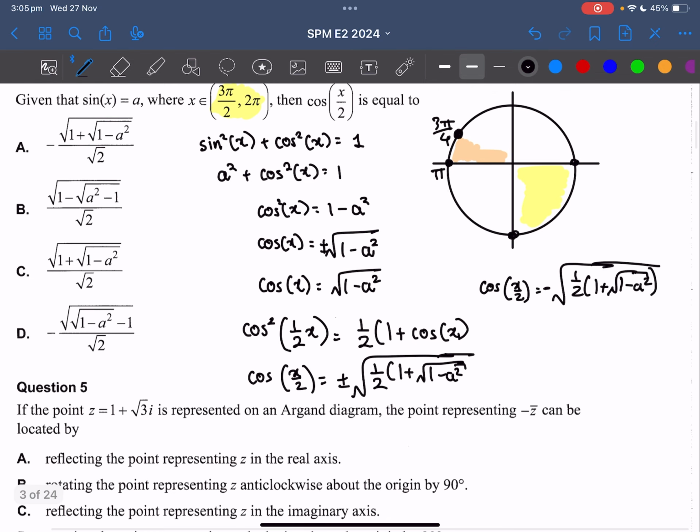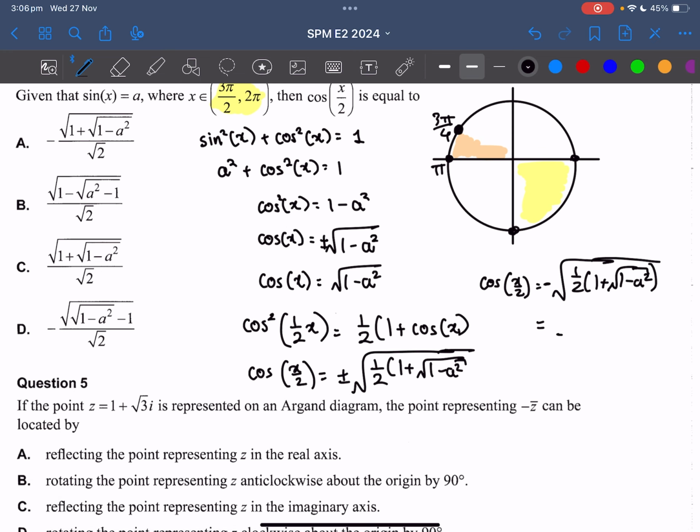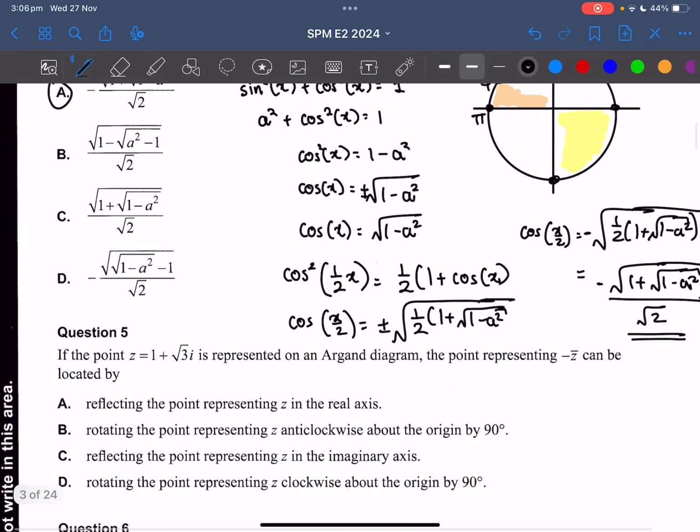Okay, they have written numerator and denominator separately. So we can write this as negative the square root of 1 plus the square root of 1 minus a squared, divided by the square root of 2, right? So this and this are the same thing. Let's see if that matches anything. Looks like option A. Okay, so next question.